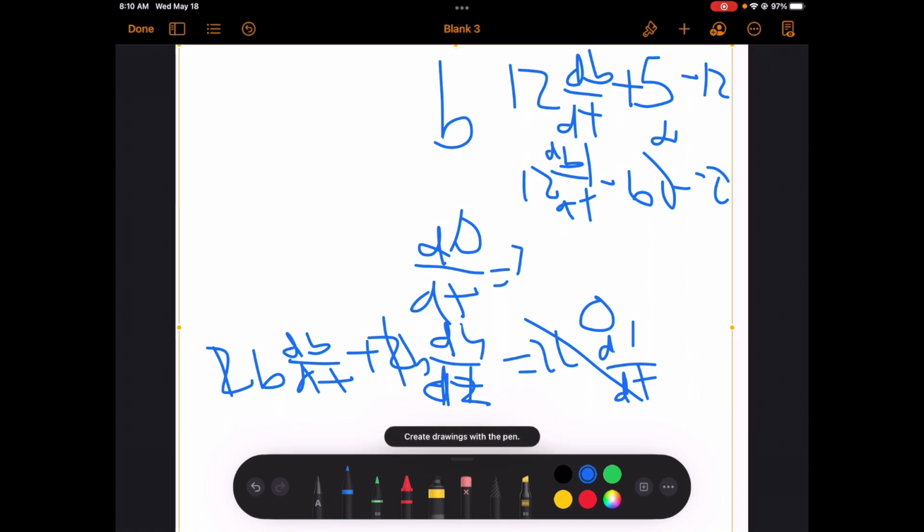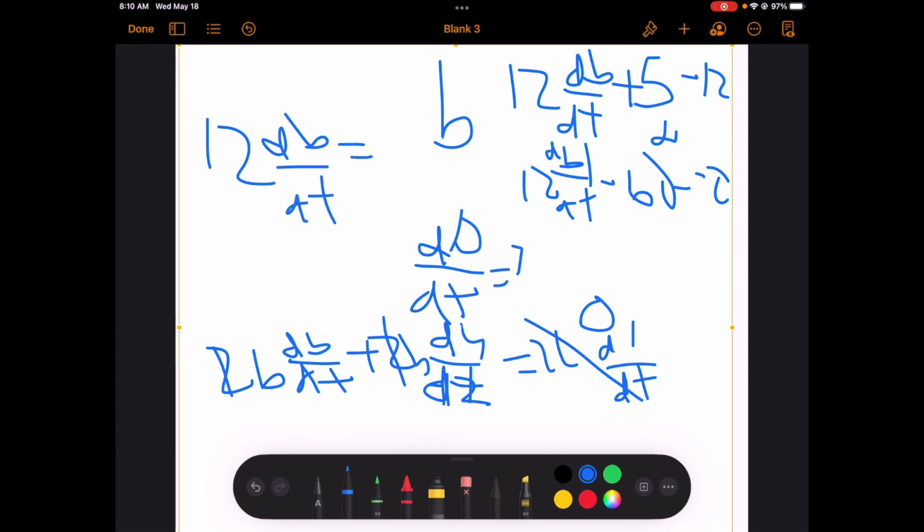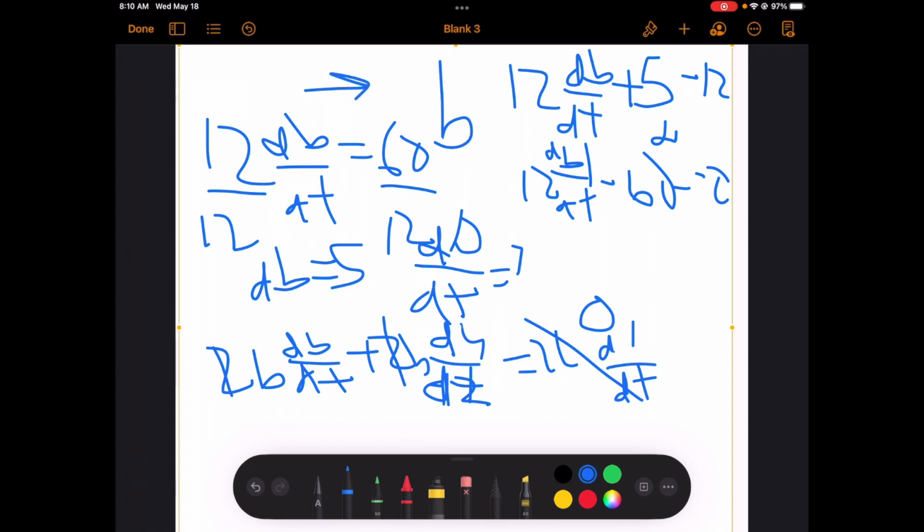So now we have 12 dB/dt is equal to 60 because we added 60 over here to the 0. Divide both sides by 12, and dB/dt is equal to 5. So the rate at which the ladder slides away from the wall when the top of the ladder is sliding down the wall is equal to 5.